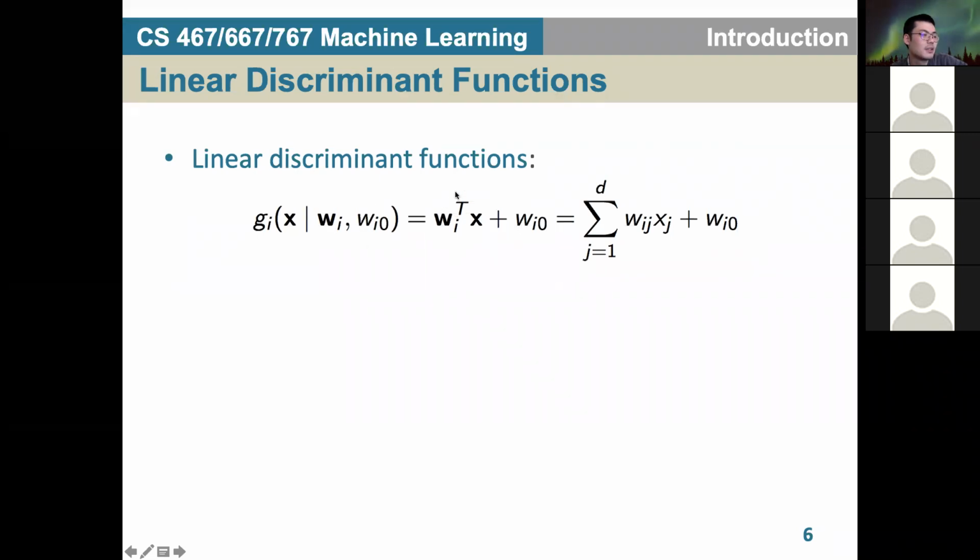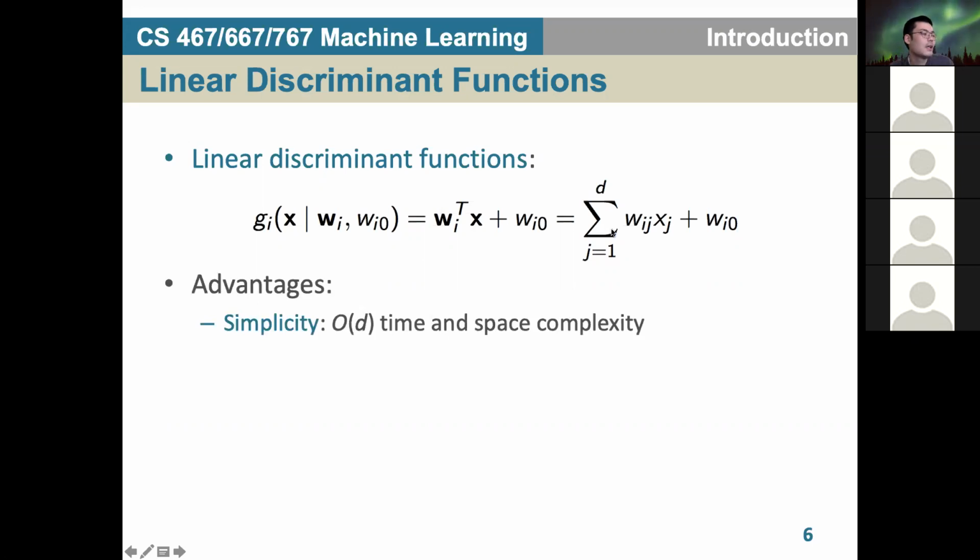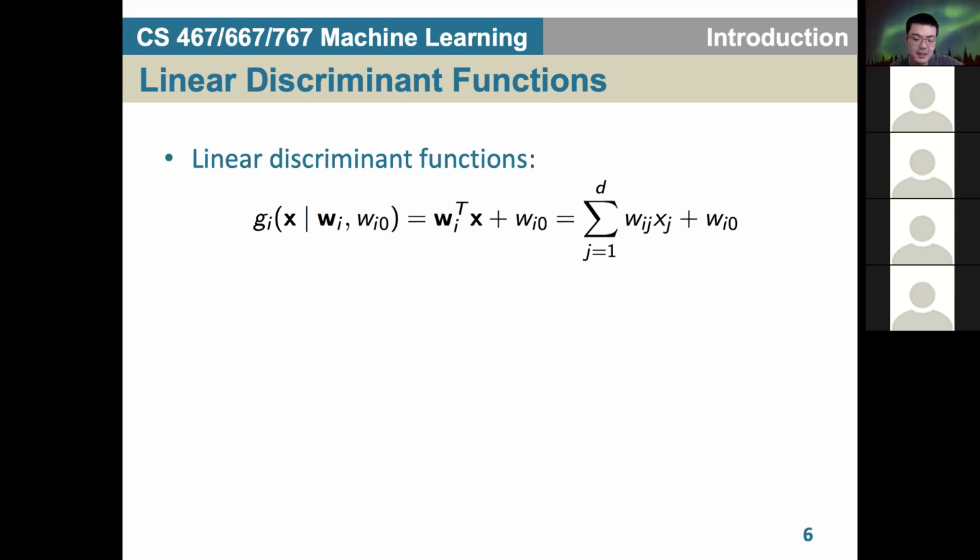Because we're considering a bunch of attributes, each has a weight, basically. It's an inner product. And what's the advantage of using a linear function? Later we will see how to handle the case where the linear function does not work well, because a lot of data is not linearly separable.